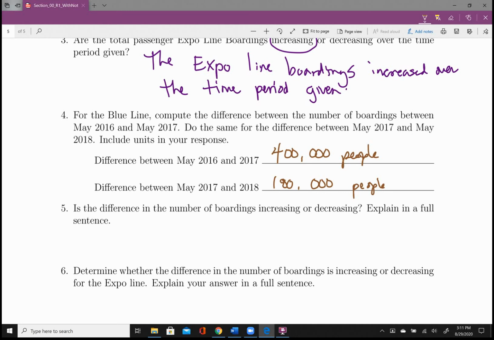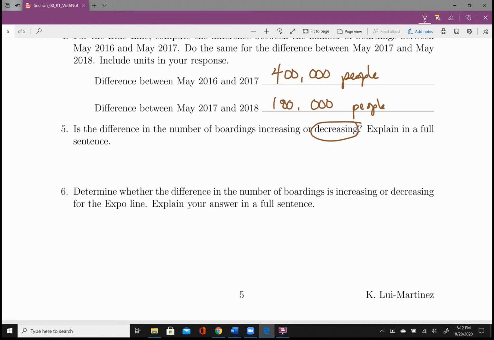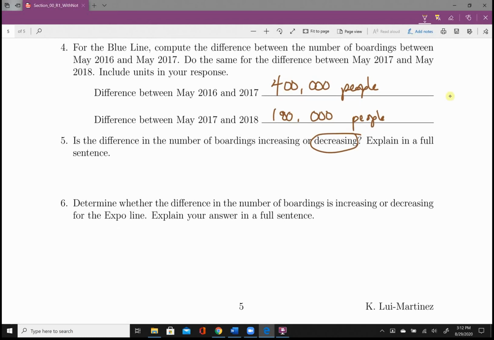Well, the difference in the number of boardings is either 400,000 people and later 180,000 people. Are we going from small to large or large to small? We're going from relatively large to small, so we are decreasing, right? Okay. Explain in a full sentence. So when we explain, we need to reference these numbers. And so we'll say, what are we doing? The blue line? The blue line, and I'm specifying this because if you read ahead to number 6, we're going to do the same thing but with the expo line.